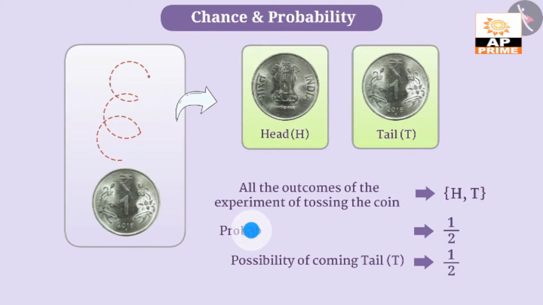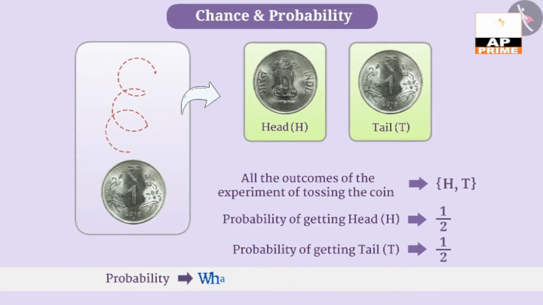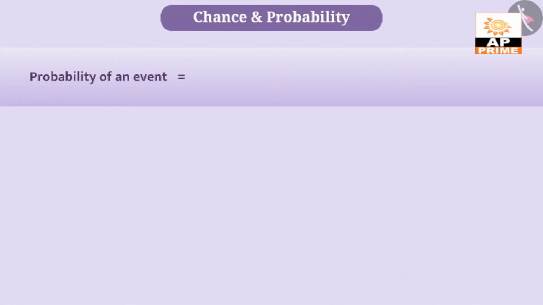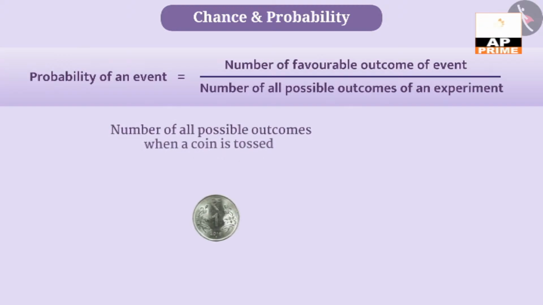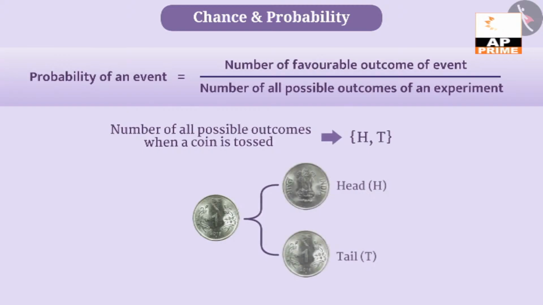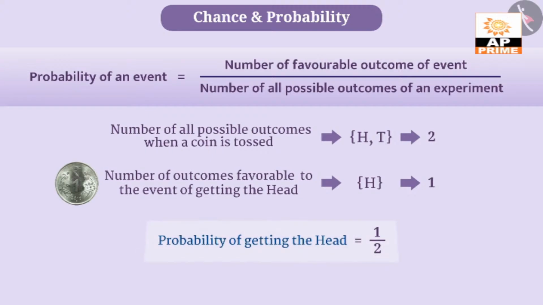We say that the probability of getting head is 1 by 2 and the probability of getting a tail is 1 by 2. In this way, probability tells us what is the possibility of happening of any event. In this way, probability helps in measuring the possibility. In standard form, probability of an event is equal to the number of favorable outcomes of the event divided by the number of possible outcomes of an experiment. For example, the number of all possible outcomes when a coin is tossed is 2 and the number of outcomes favorable to the event of getting the head is 1. So, the probability of getting head is 1 by 2.